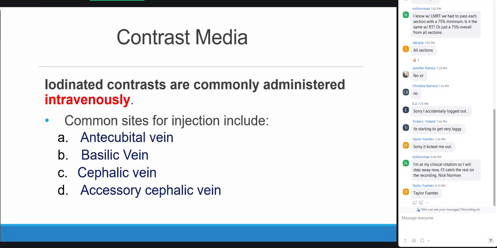Iodinated contrasts are typically administered intravenously. They can be given orally, though. The common sites are the antecubital, the basilic, the cephalic, and the accessory cephalic veins.